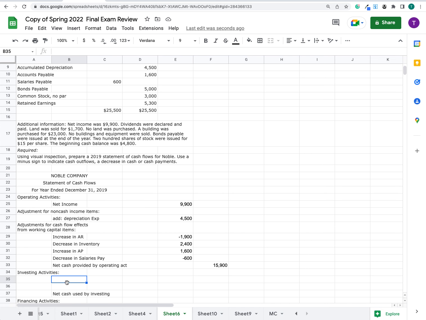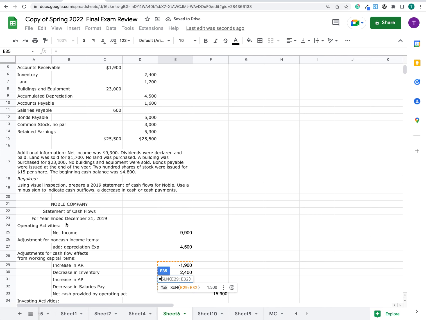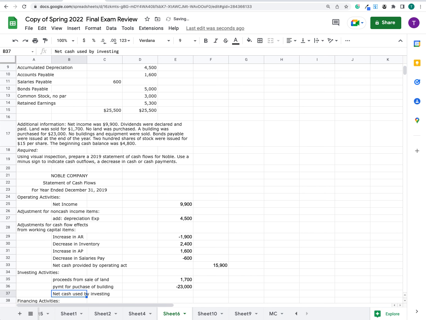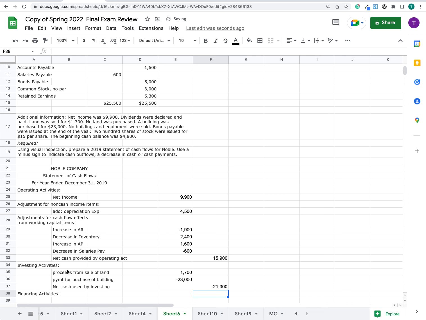So down here we'll put proceeds from sale of land, and that was 1,700. Then we have the payment for purchase of a building, which is here for 23,000, and that aligns with what they're saying we purchased it, so we can just pull that whole thing over. And so when we add these together, we have net cash used by investing of 21,300.